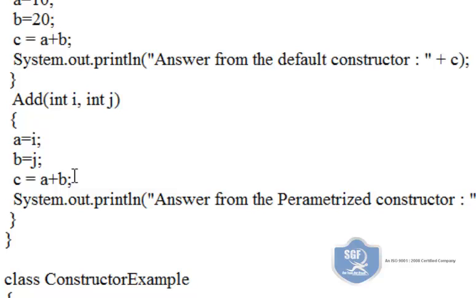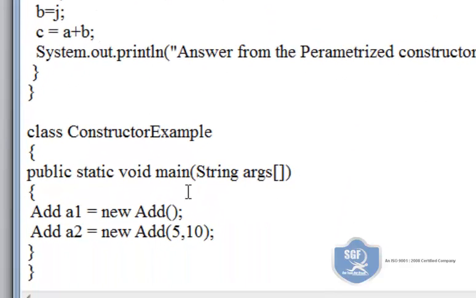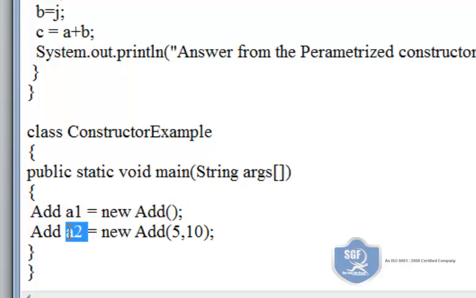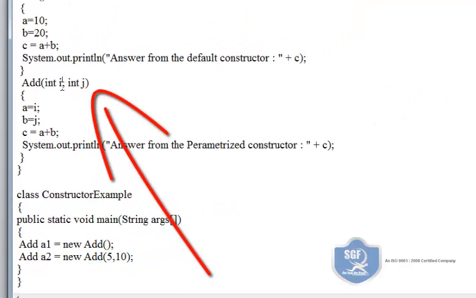Let's take a look at how to call these constructors. Here a1 is the object of class add, and add followed by the parenthesis is the default constructor. a2 is the object of class add, and here this is the parameterized constructor, which passes the values 5 and 10 as integer variables i and j.